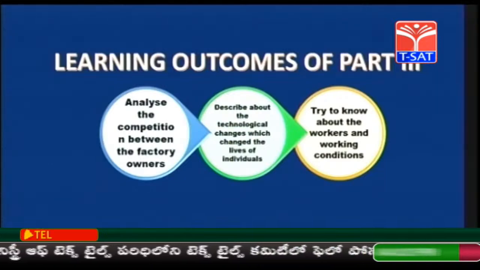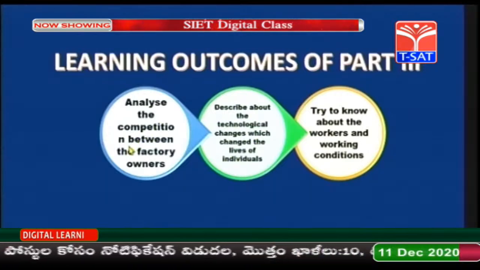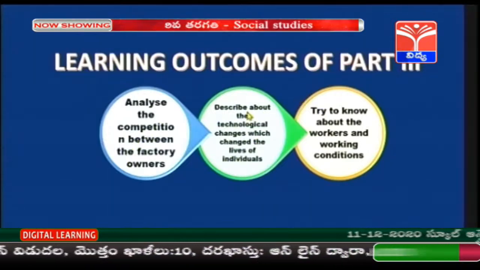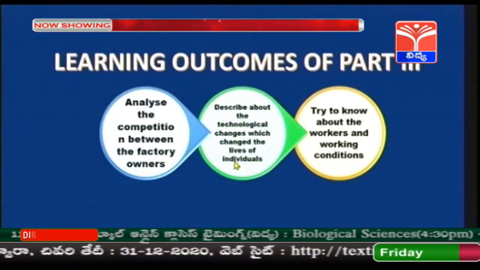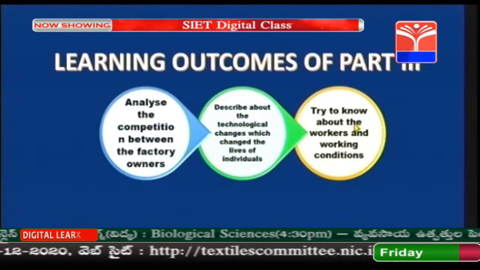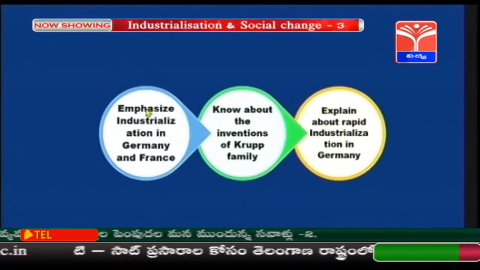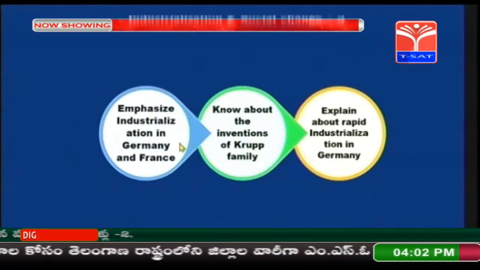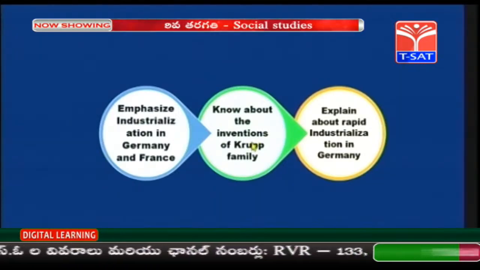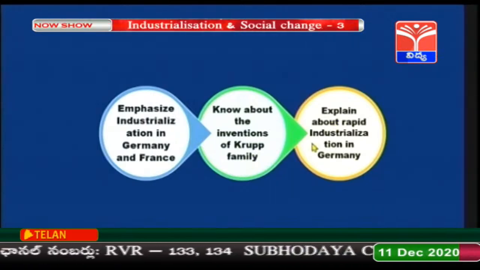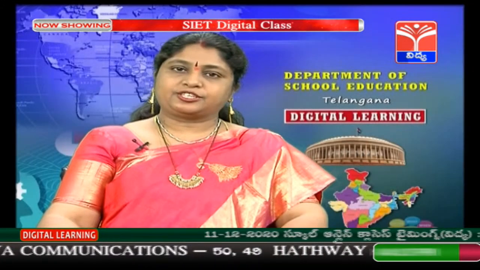So today let's see the learning outcomes of this chapter, that is Part 3. By the end of the chapter, you will be able to analyze the competition between the factory owners, describe the technological changes which change the lives of individuals, try to know about the workers and their working conditions in the factories, emphasize industrialization in Germany and France, know about the inventions of the KRUPP family, and explain rapid industrialization in Germany. So shall we begin the session now?